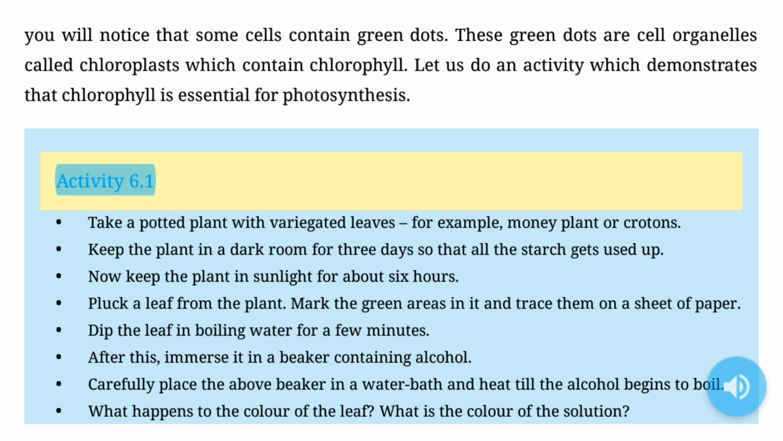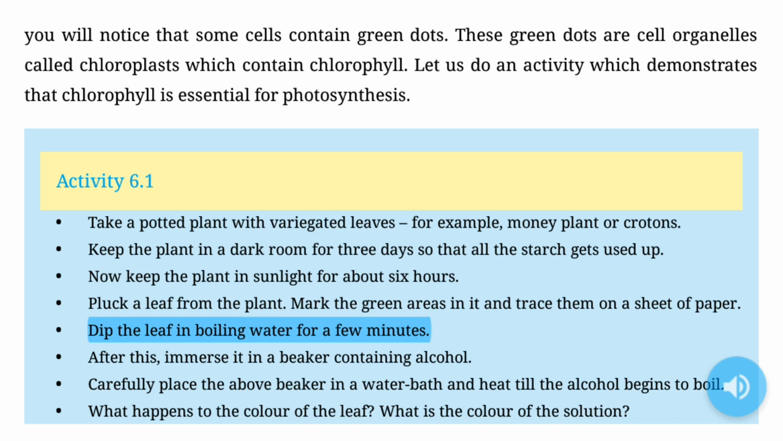Activity 6.1. Take a potted plant with variegated leaves, for example, money plant or crotons. Keep the plant in a dark room for 3 days so that all the starch gets used up. Now keep the plant in sunlight for about 6 hours. Pluck a leaf from the plant. Mark the green areas in it and trace them on a sheet of paper.